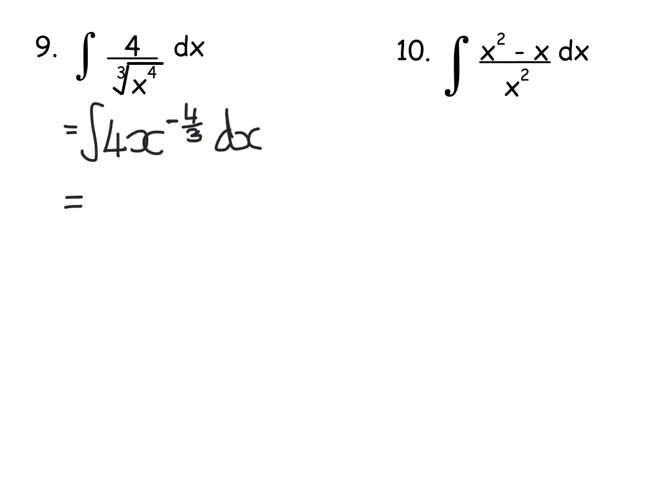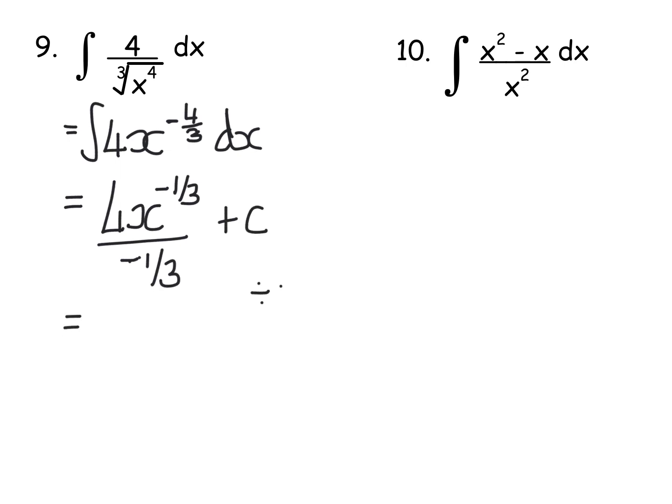Okay, when you're doing minus 4/3, you increase it, you're adding on 3/3. So we've got 4x to negative 1/3 still, all divided by negative 1/3 plus c. Dividing by negative 1/3 is the same as timesing by negative 3 over 1. We don't really need the 1 though. So the 3 comes up and joins the 4. I'm also going to times by negative, so this will be negative 12.